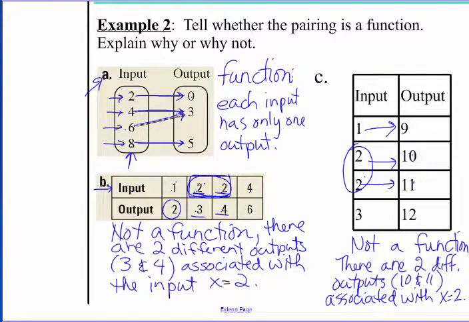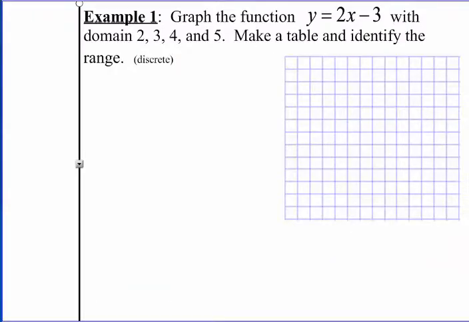Okay, one more example. So now we're looking at graphing. We're going to graph the function y equals 2x minus 3 with domain 2, 3, 4, and 5. And we're going to make a table and identify the range and then graph it. So this is a discrete graph. Next time we'll talk a little bit more about discrete and continuous graphs and what the differences are in the next couple of lessons. So the first thing we want to do is make a table where you are given a specific set of x's.